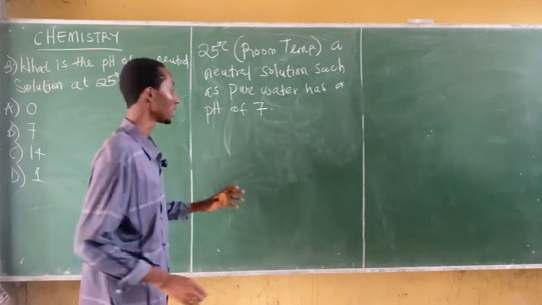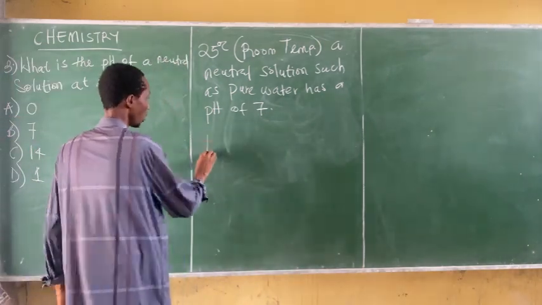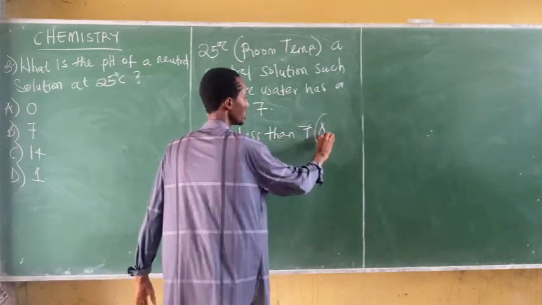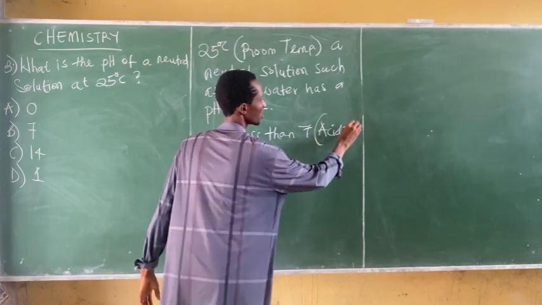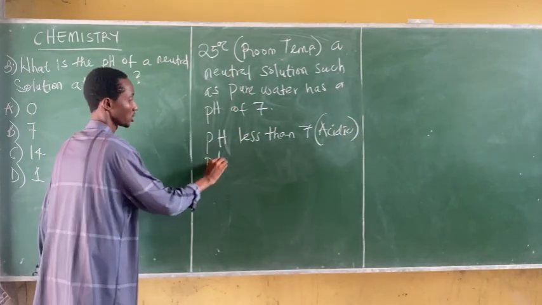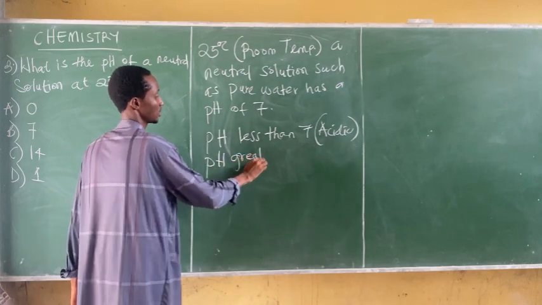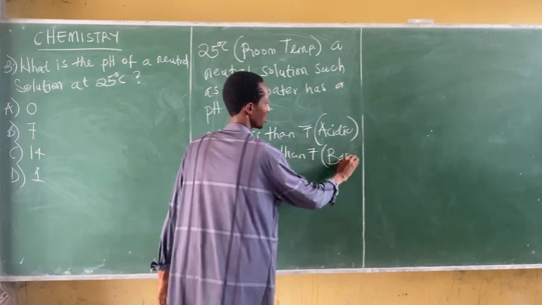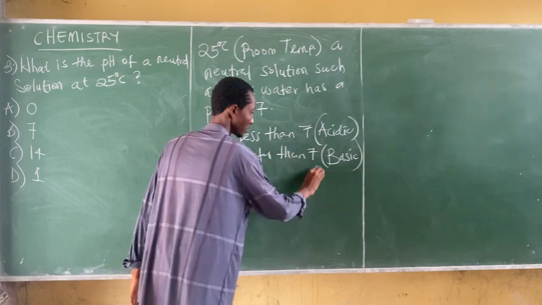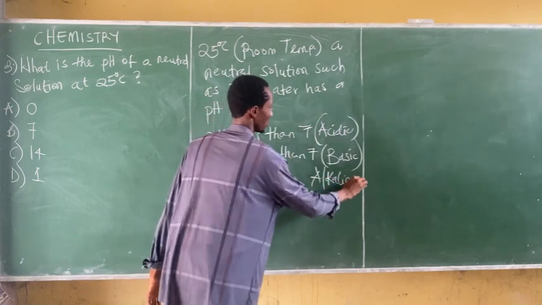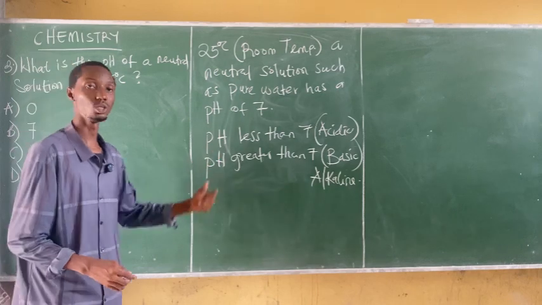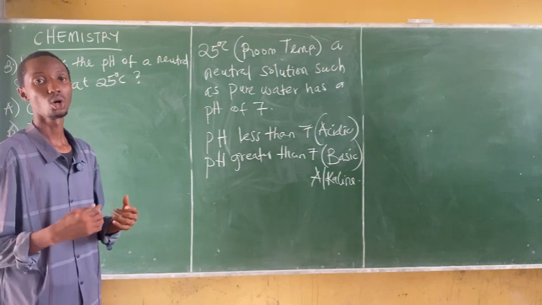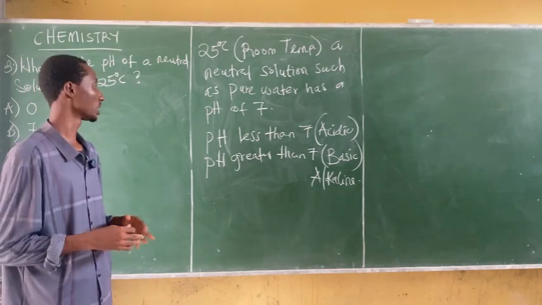Now anything less than 7 is acidic. pH greater than 7 is basic, also known as alkaline. Some of you might be asking, what does pH mean? pH is a logarithmic scale used in measuring the concentration of hydrogen ion. That is what the pH means.